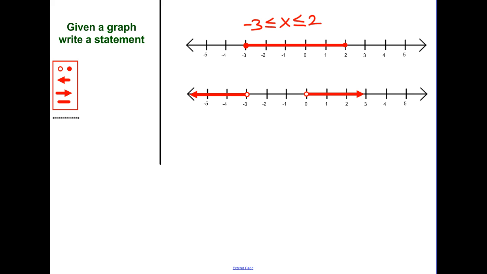This next one's a little bit trickier to write because they're going opposite ways. But we need to look. This one, x is getting smaller, so we know that x is less than, and it's not or equal to because it's not filled in, so it's -3. Remember, if there's a gap in between them, there's an or. If they're going opposite ways, it's an or. X is greater than 0.